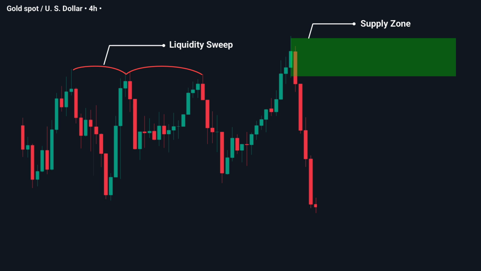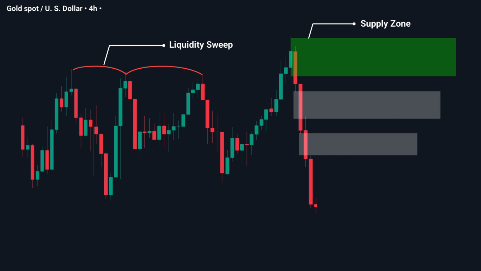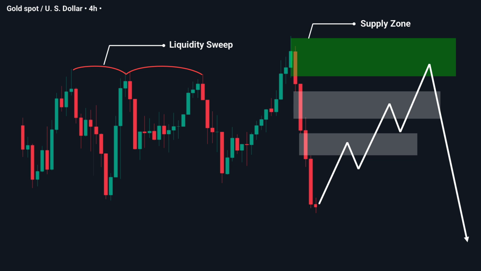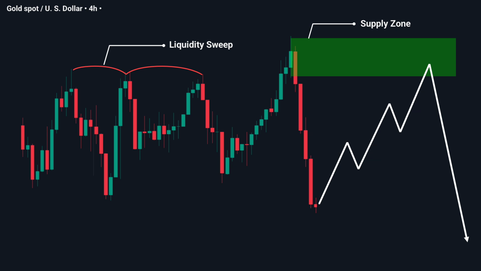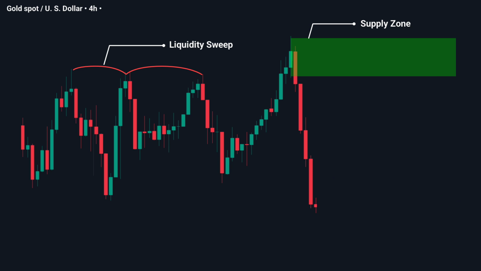Weak displacement suggests hesitation and lower commitment. Imbalance appears where price leaves gaps or fails to retrace deeply. These areas show where price moved too fast to trade efficiently. That inefficiency often attracts future reactions because it represents unfinished order matching. Fresh zones are preferred because orders are still likely resting there. Each return to a zone reduces available liquidity. Multiple reactions weaken the area because orders are filled or canceled over time.